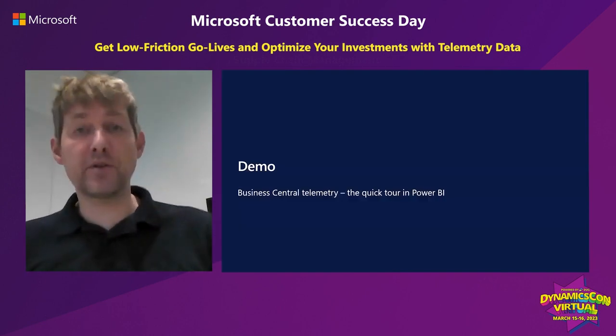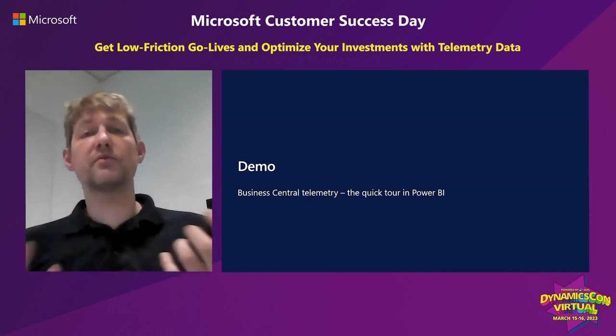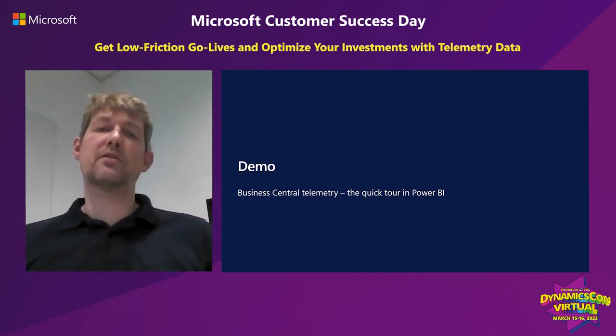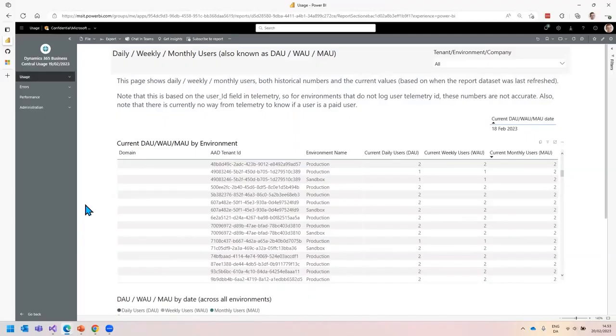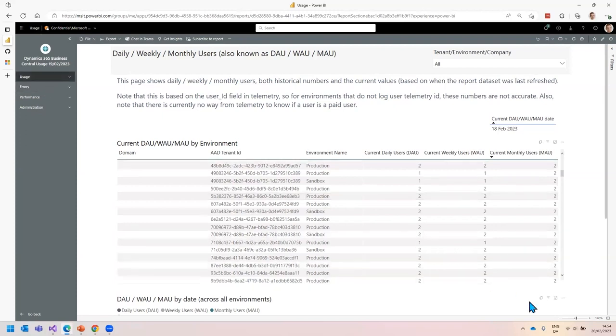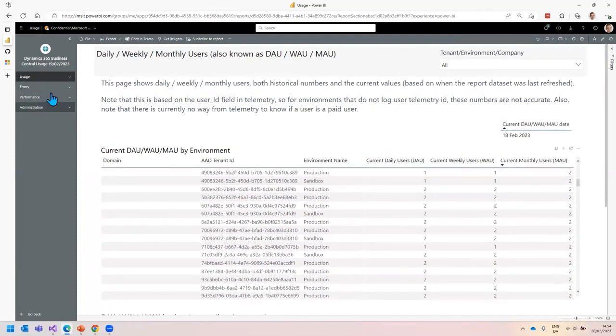So let's have the first quick tour into Power BI to just visualize some of the things that you get with Business Central Telemetry. Okay, so here I am in the Business Central usage app. It's an app like in Power BI app. That just means that this is hosted. You install this from Power BI App Source, but it's just a Power BI report. Actually, it's 4 different reports. You get a usage report here. I will dive into that a bit more. You get an error report, a performance report, and an administration report that is probably mostly for administrators.